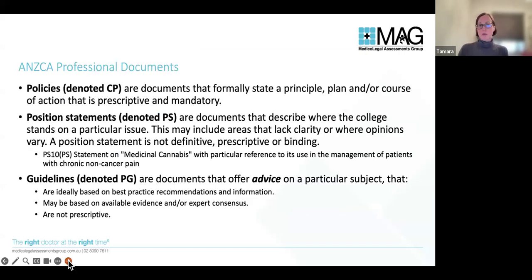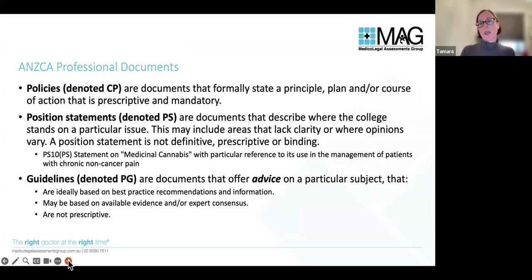They have three sorts of documents. So there are policies, which are denoted CP. They're actual mandatory, prescriptive documents that state things that must be done in a certain way. And very few of the professional documents are actually policies, CP.